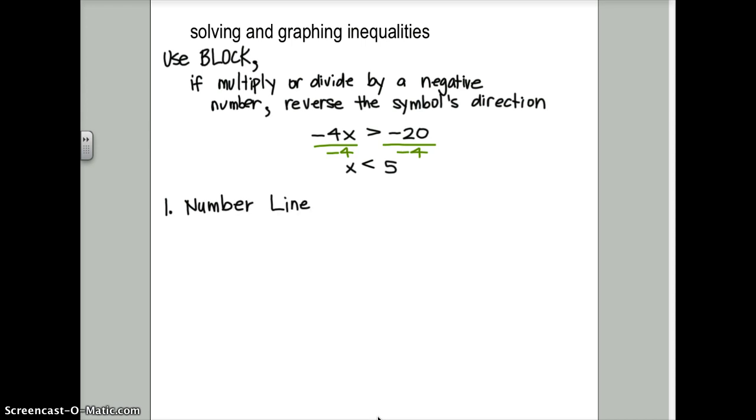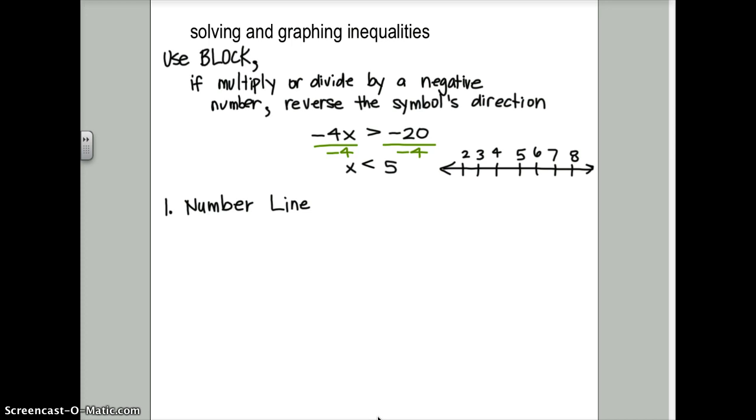Okay, so if we're graphing this, x is less than 5, I'm putting the number line down. And I'm going to put my 5 right in the middle. So I'll put some numbers on the other side, 4, 3, and 2. And 6, 7, and 8. You need a number line because you want to show that there's lots of numbers. And a great way to show all the numbers is with a number line.